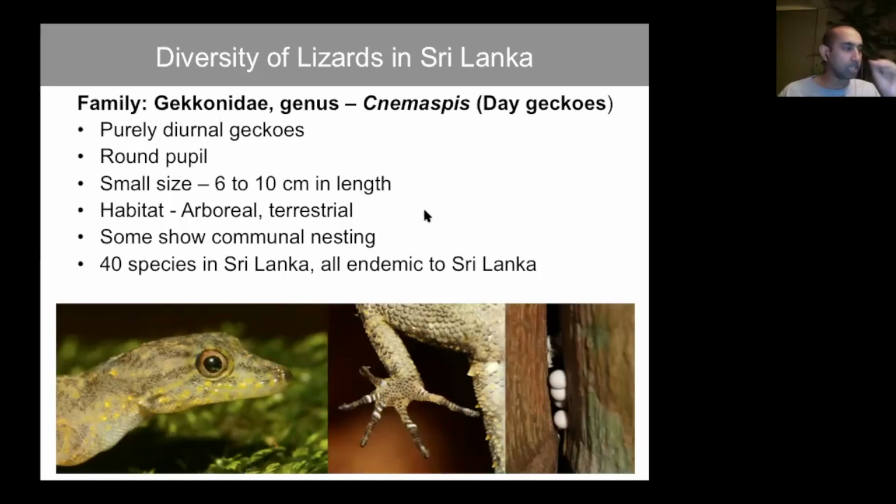These geckos do not grow beyond 6 to 10 centimeters in length, except 2 species that slightly exceed that length. These guys are arboreal, terrestrial, and some of them are even ground dwelling. These geckos are known to be involved in communal nesting, when several females use the same nesting site to lay eggs. Right? So 40 species, and all of them are endemic to this country.